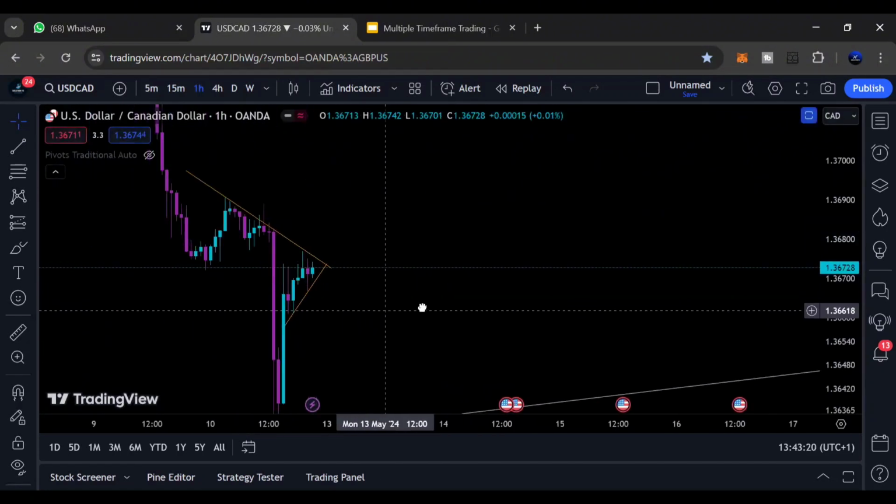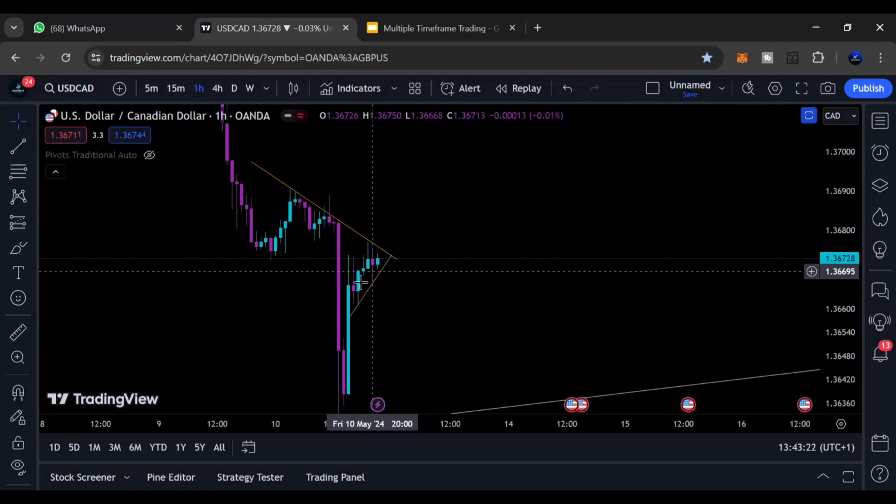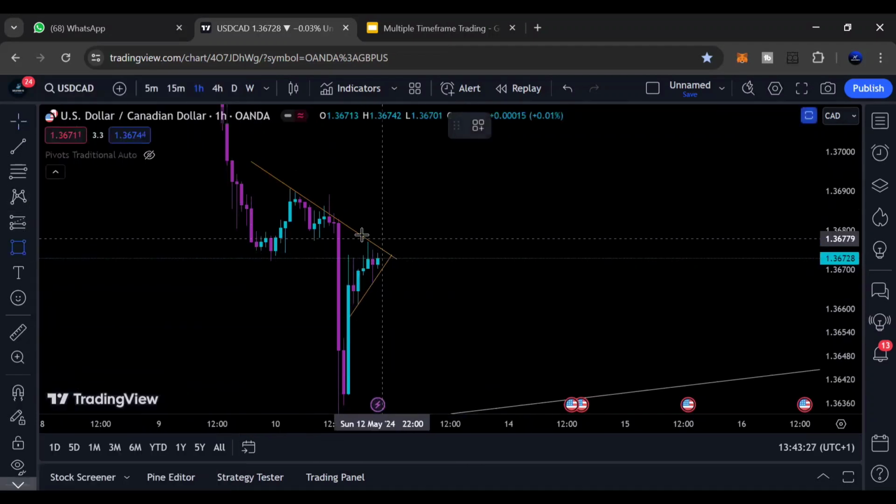This is the current swing. Please don't make the mistake. This is current. This is what we are focusing on, which is the current swing of the market. Let me bring it out so that we can see very well.